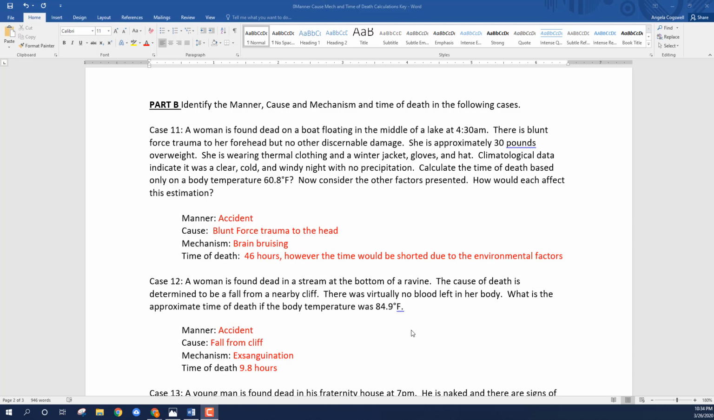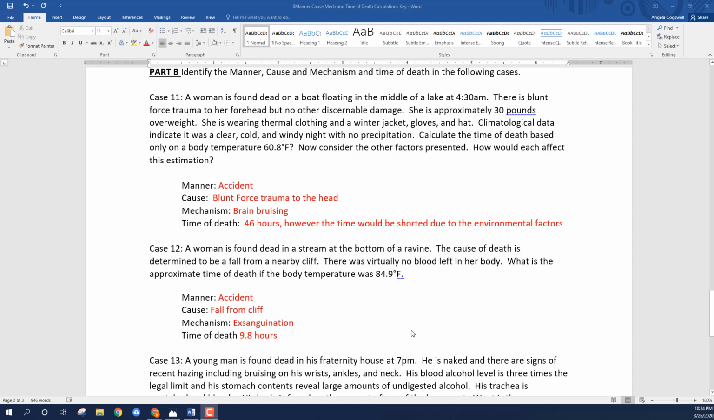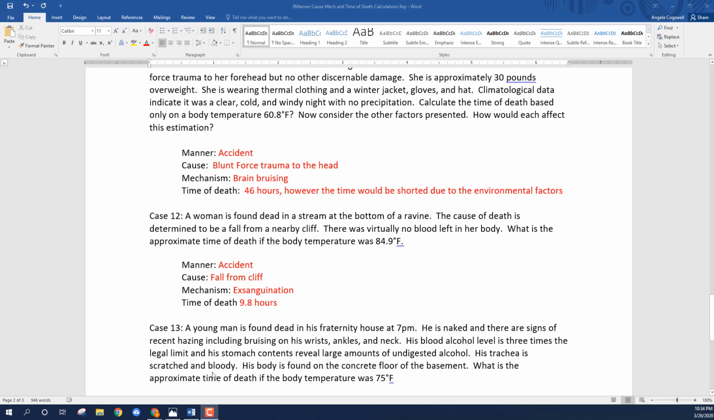Young man is at a fraternity house found at 7. He's naked, and there are signs of recent hazing, including bruising on his wrists, ankles, and neck. His blood alcohol is 3 times the legal limit, and his stomach contents reveal large amounts of undigested alcohol. His trachea is scratched and bloody. He's found on the concrete floor. What is the TOD if his body temperature is 75 degrees?